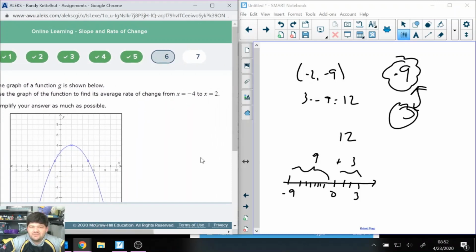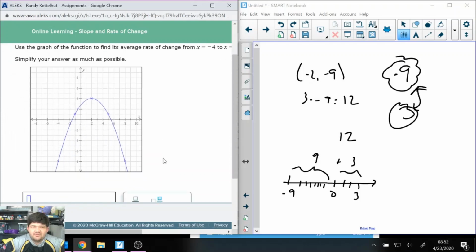So average rate of change from -4 to 2. So now we kind of know we're looking for slope. First thing we notice is from -4 to 2, it's going up, right? So it's still going to be positive. How much does it go up? It goes from -8 on my graph, see the -8, all the way up to 4. So you can either count that here, 1, 2, 3, 4, 5, all the way up, or you go from -8 to 0, that's 8, and then you add 4 more, so it's still going up 12.